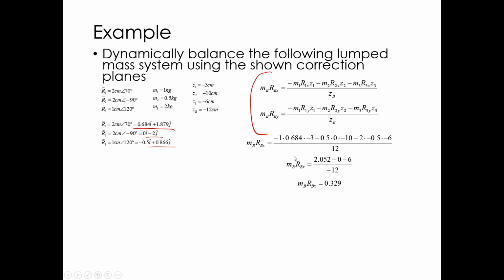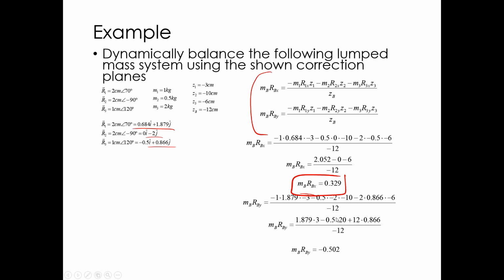Calculate your numerator and denominator here, and I get MB RBX is equal to this. So any set of MB and RBX that's equal to 0.329 will satisfy the X moment summation. Do the same thing in the Y direction. Again, it's just a plug and chug. Find your numerator and denominator. Any combination of MB RBY that's equal to negative 0.502 will satisfy the Y moment summation.